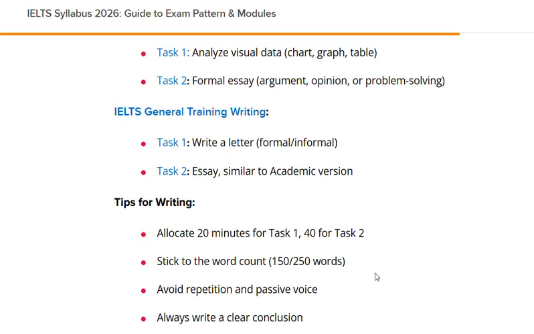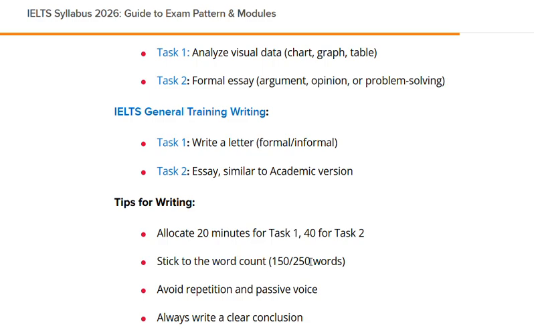Tips for writing: allocate 20 minutes for task 1. Basically, you can utilize the starting 15 minutes for writing, and then 5 minutes you can go through the entire written context or paragraph to check if there is any mistake or you want to change something. And the remaining 40 minutes you can assign for task 2.